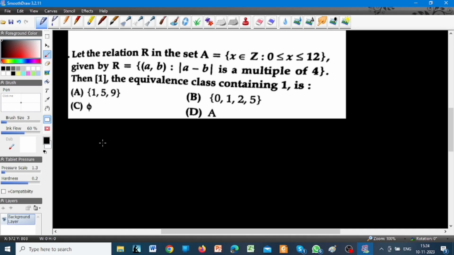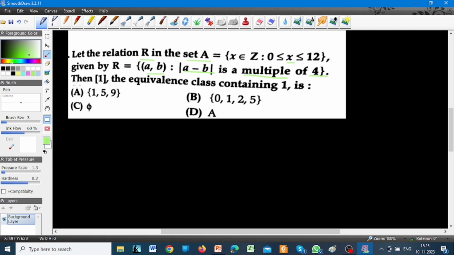Now let's take a look into the third question. Here in this question they have given us: let the relation R in the set A, where x belongs to integers such that 0 less than or equal to x less than or equal to 12, be given by R equal to the set of all ordered pairs (A, B) such that modulus of A minus B is given. So actually we are trying to find the difference between them and then taking the absolute value. And that value happens to be a multiple of 4.